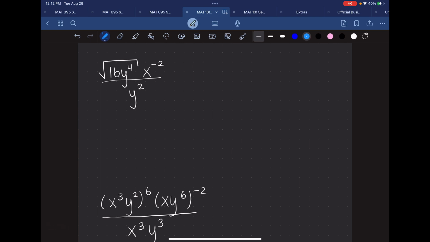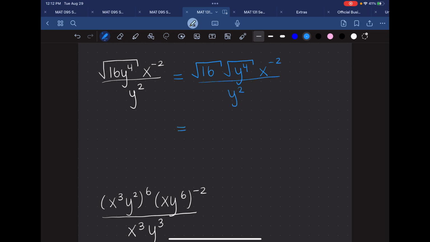Alright, so this next one we have the square root of 16y to the 4th times x to the negative 2 divided by y squared. So I'm going to start off by simplifying the square root of 16y to the 4th. So by properties of square roots, I can take this as the square root of 16 times the square root of y to the 4th, x to the negative 2 over y squared.